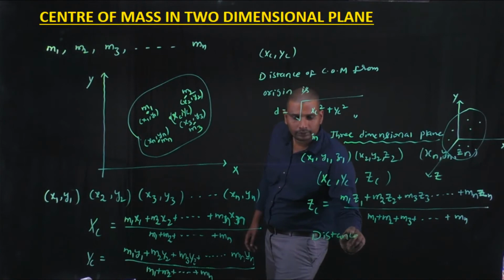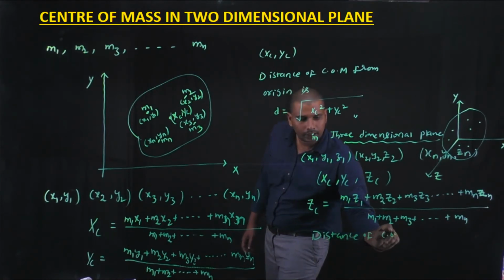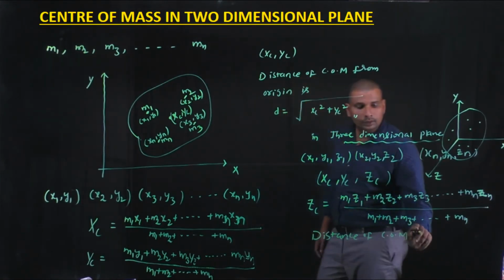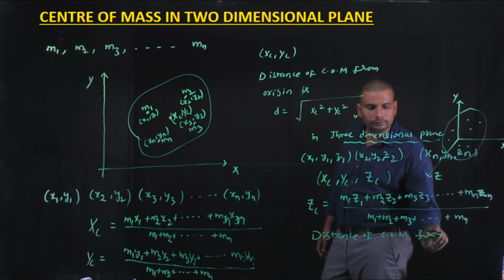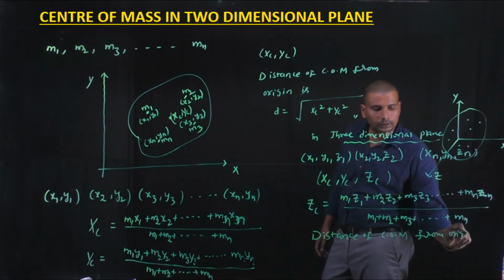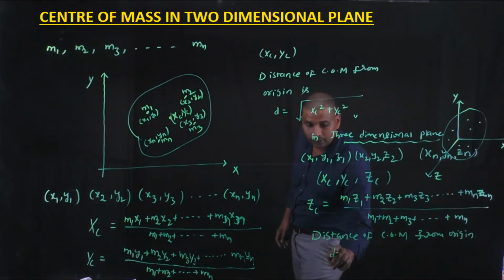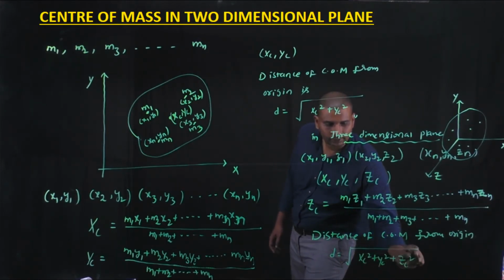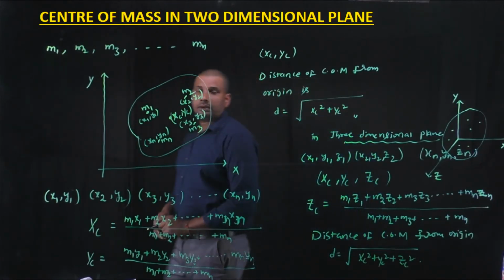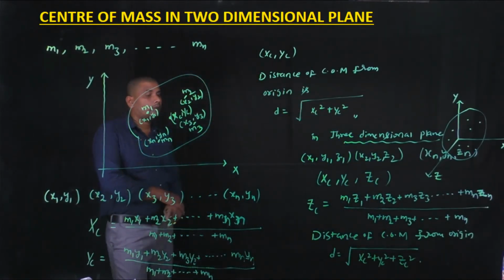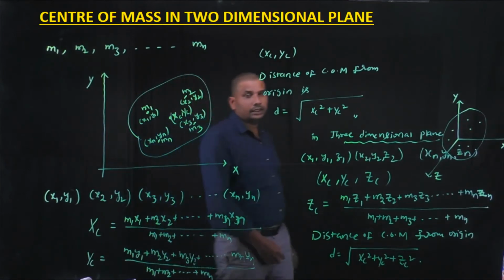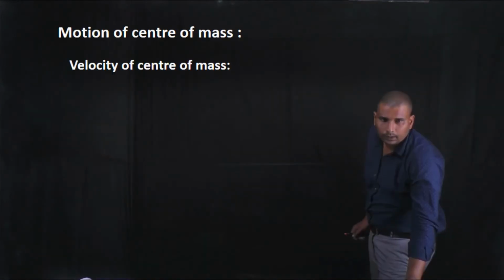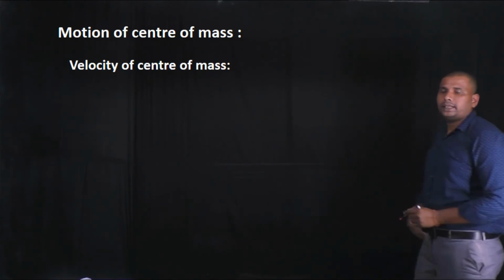Here the distance of center of mass from the origin is d equals under root xc square plus yc square plus zc square. This is the expression for the distance of center of mass from the origin in case of the three-dimensional plane. Okay. Motion of center of mass.